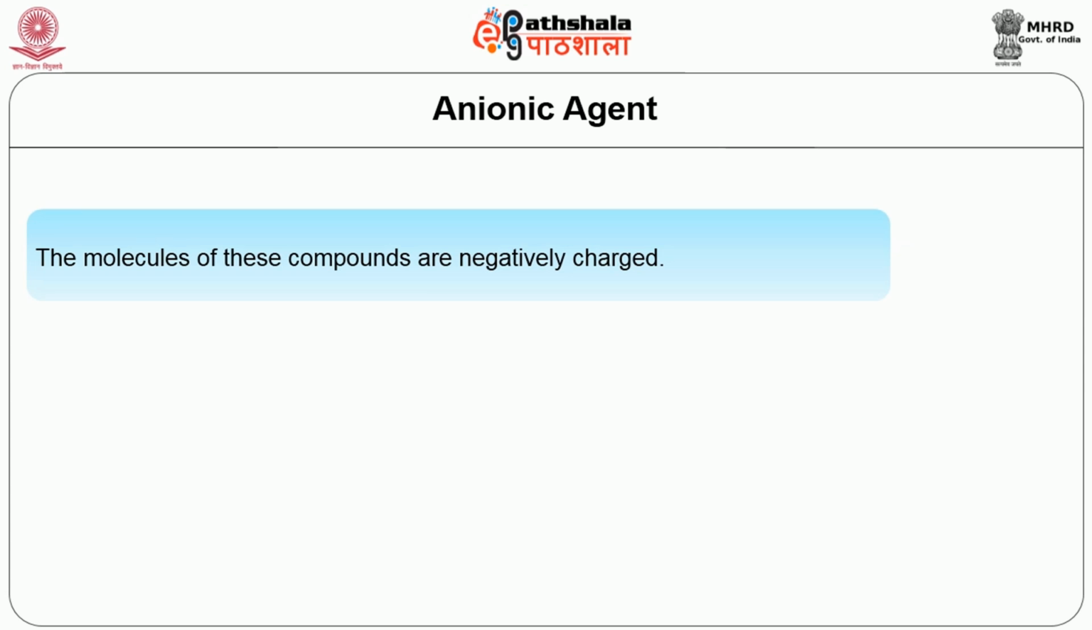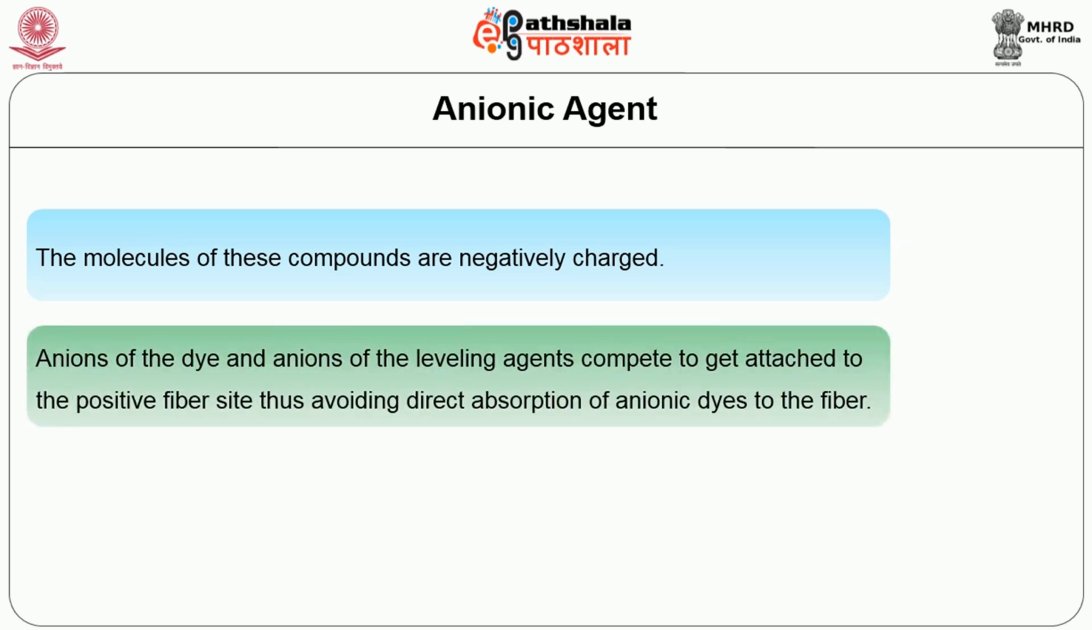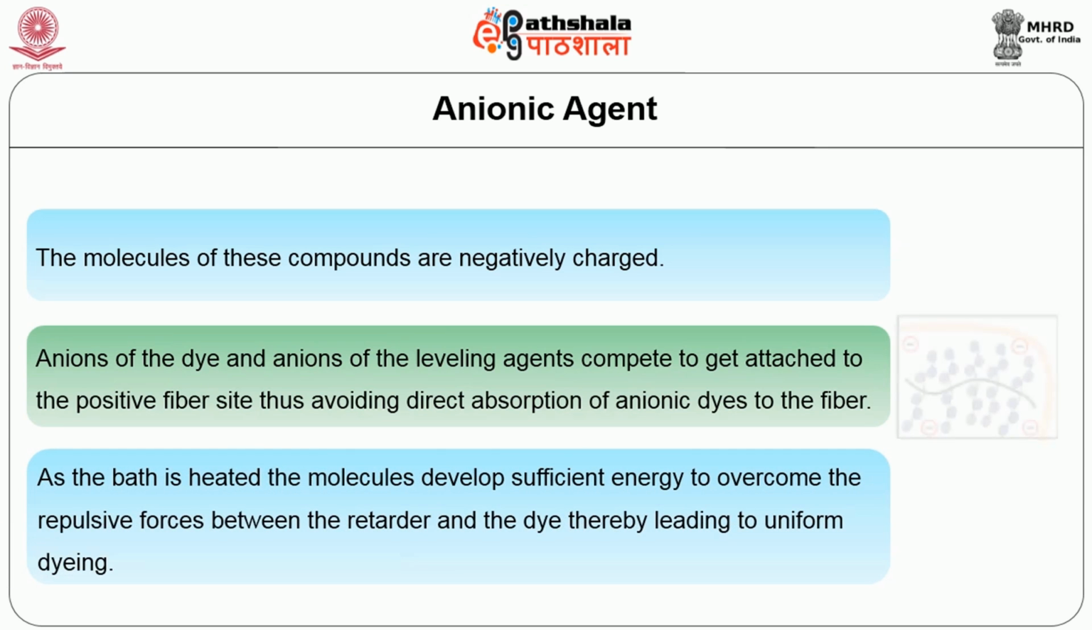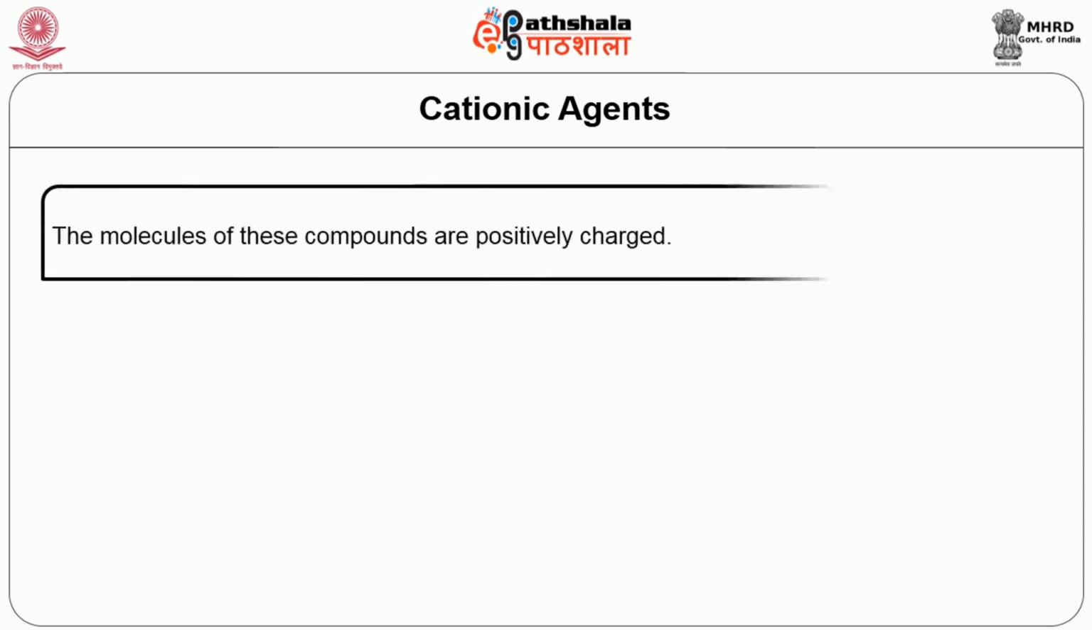Anionic agents: the molecules of these compounds are negatively charged. Anions of the dye and anions of the leveling agents compete to get attached to the positive fiber site, thus avoiding direct absorption of anionic dyes to the fiber. As the bath is heated, the molecules develop sufficient energy to overcome the repulsive forces between the retarder and the dye, thereby leading to uniform dyeing.